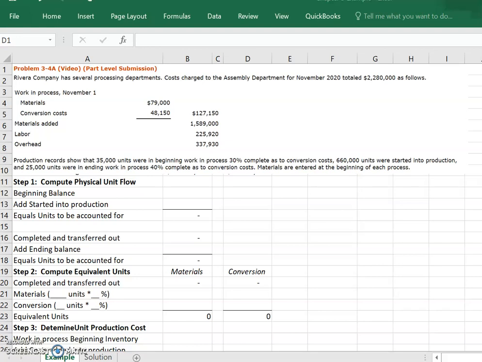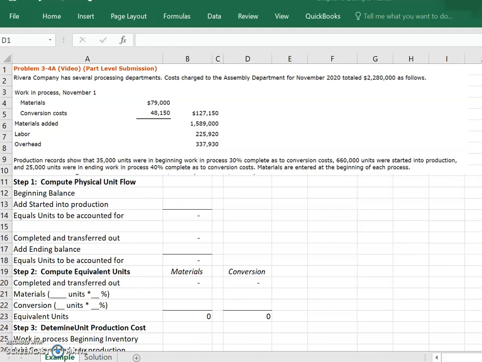I wanted to walk you through one of the more difficult problems in the homework for this chapter. Sometimes when the information is presented just a little differently, it's hard to pull out that information that we need. So in this problem and in all of your homework problems, it might be helpful to use that Excel sheet that we went through in the example because it's going to break down the process for you.